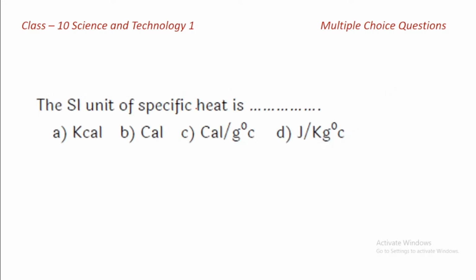The SI unit of specific heat is dot dot: kilocalorie, calorie, calorie per gram degree Celsius, and joule per kilogram degree Celsius. So the correct answer is option D, joule per kilogram degree Celsius.